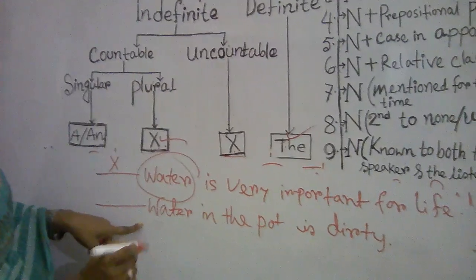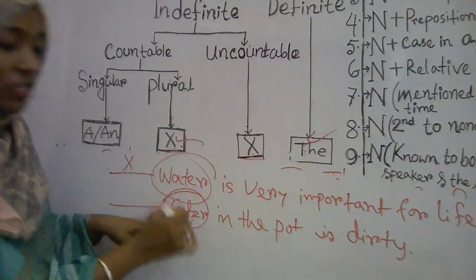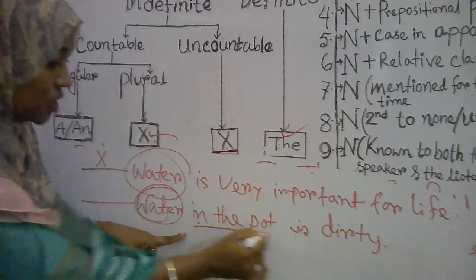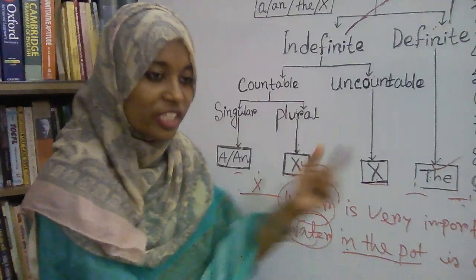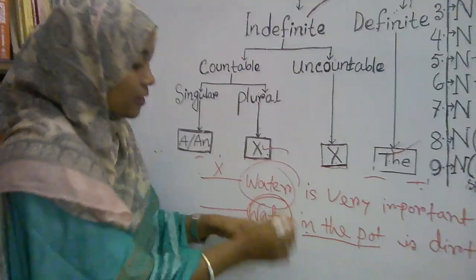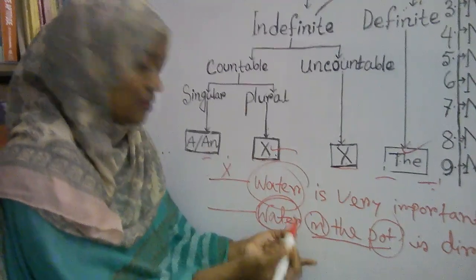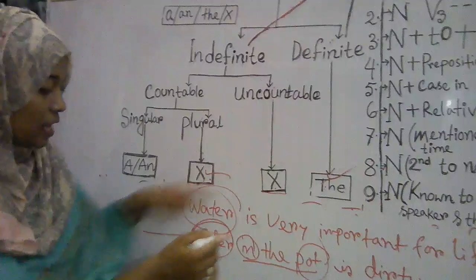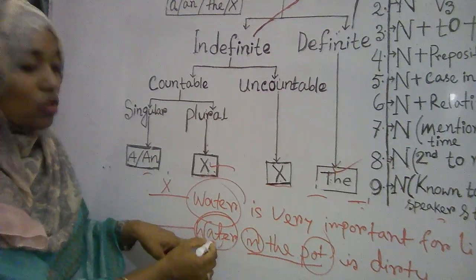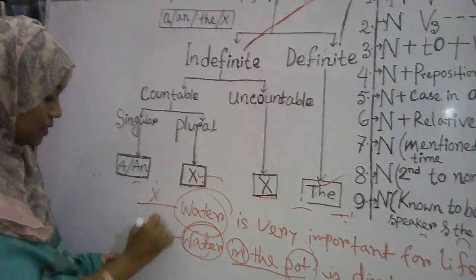But in this sentence, the noun water is definite because after the very noun here is a prepositional phrase. We know that a prepositional phrase starts with a preposition and ends with a noun. Here in is a preposition and pot is a noun. That's why we can say it is a prepositional phrase, as there is a prepositional phrase after the noun. That's why the noun becomes definite and it takes the according to rules. Here the answer is the.